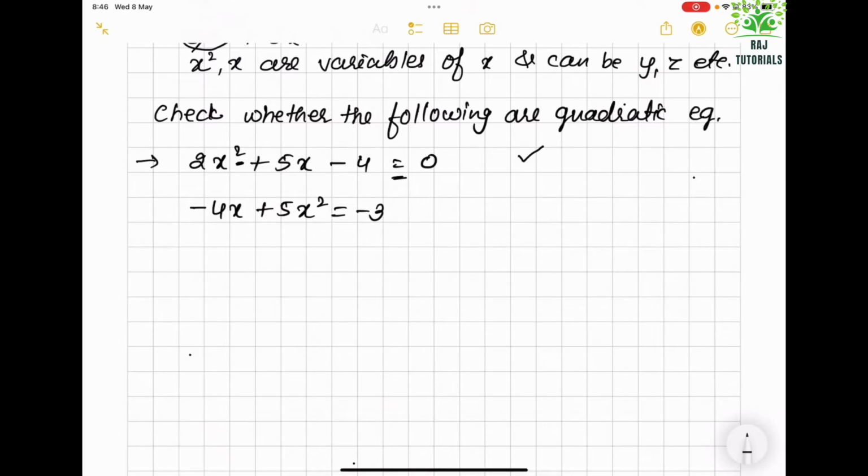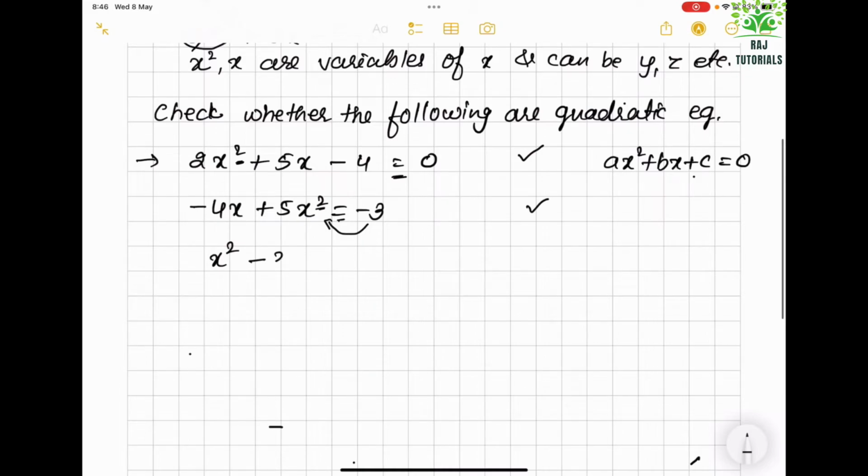See, if I compare it with the standard form ax square plus bx plus c equal to 0, on the right side it is not equal to 0. But if I take minus 3 to the left hand side, then the right hand side is 0 and the highest degree is 2, equal to is there. So I can say it is also a quadratic equation. Same way, if I am given x square minus 3 equal to 0, yes, it is a quadratic equation because the power is 2 and equal to sign is there.